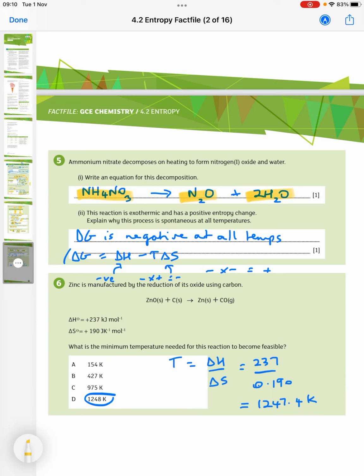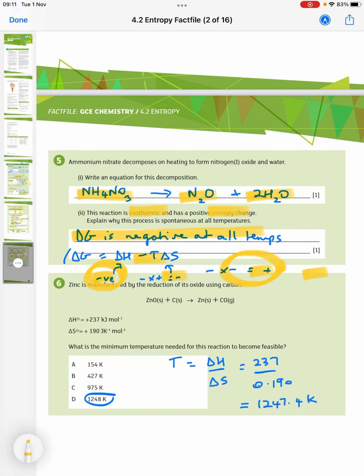This reaction is exothermic and has a positive entropy change. Explain why the process is spontaneous at all temperatures. Well, if it's exothermic, that means delta H is negative, and positive entropy change means that delta S is positive. So negative delta H, minus T times a positive delta S, is always going to be negative. So that means it's spontaneous because delta G is negative at all temperatures.